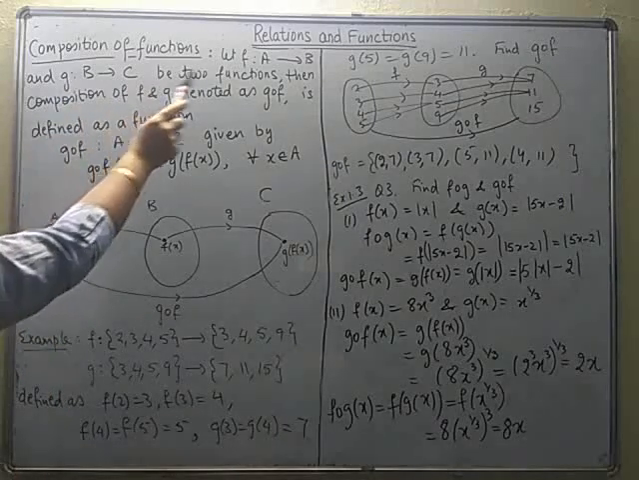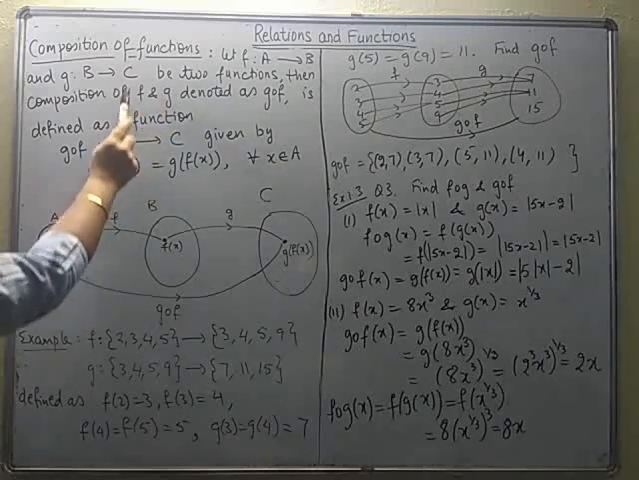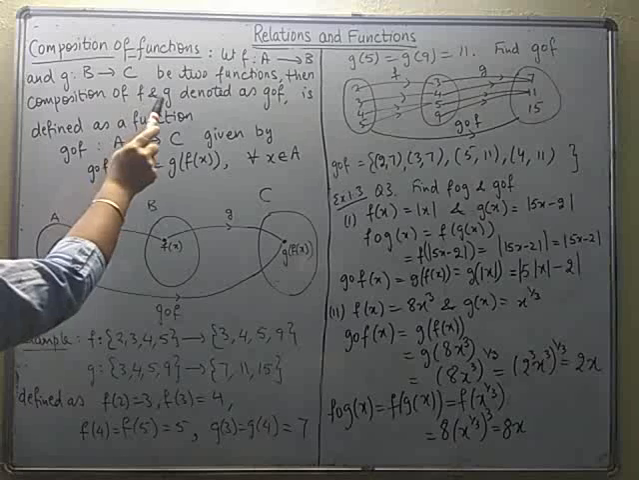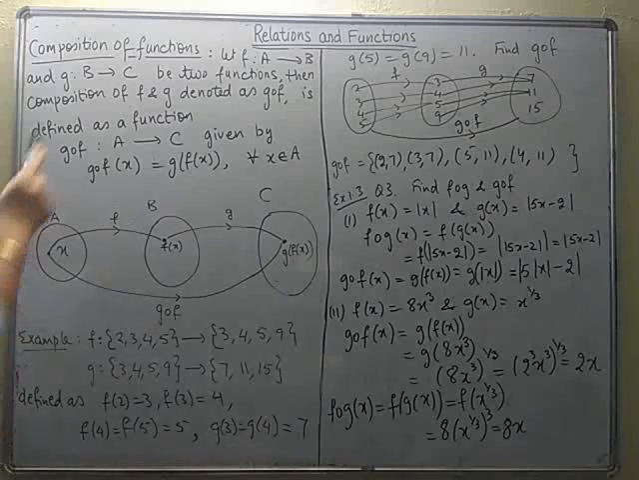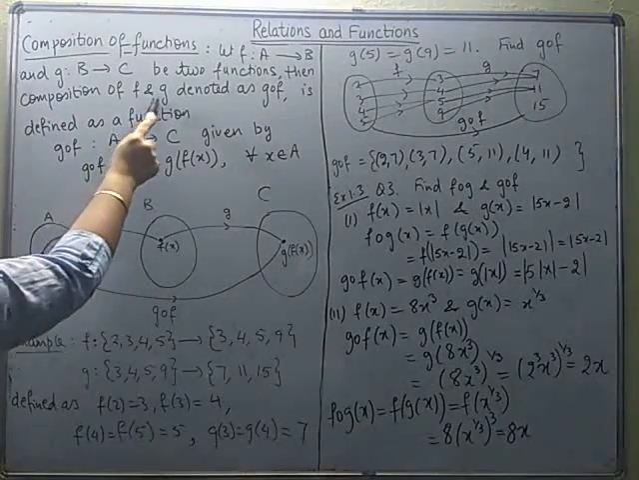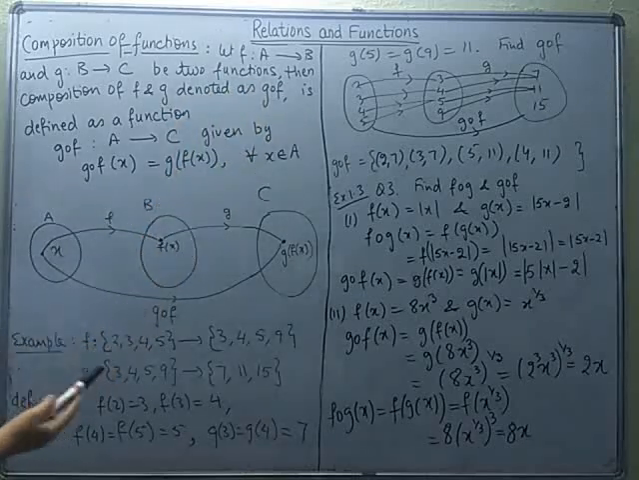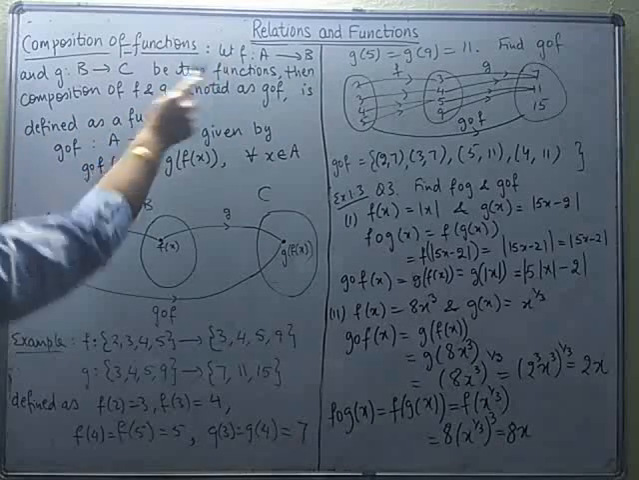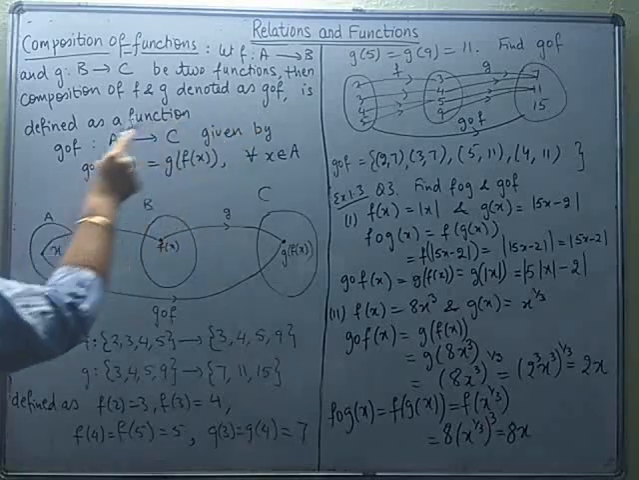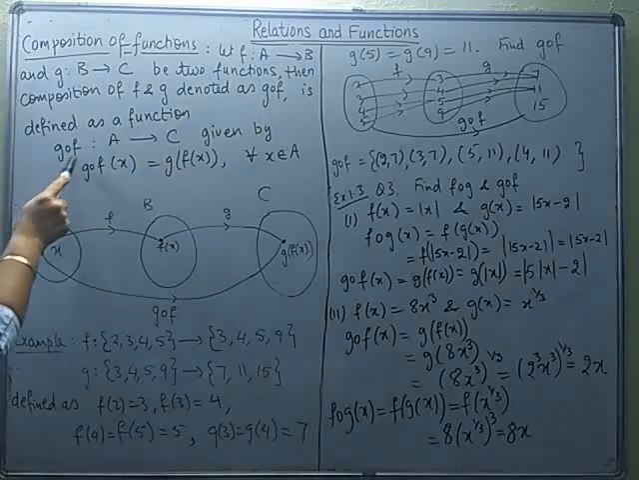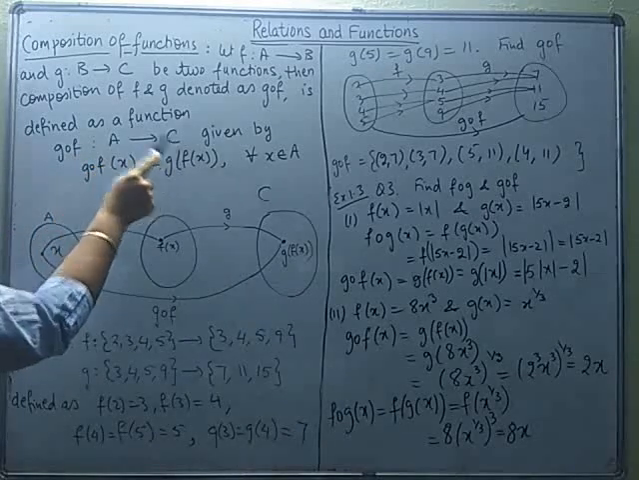So if f and g are two functions, then composition of f and g. Keep in mind this order is important. Whether you say composition of f and g or composition of g and f, that will make a difference. So here we are taking composition of f and g, which is denoted as gof. We even read it as gof or g of f. So if f and g are two functions, then composition of f and g, which is denoted as g of f, is a new function given by gof from set A to set C.